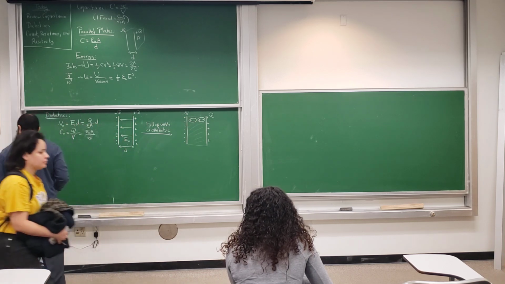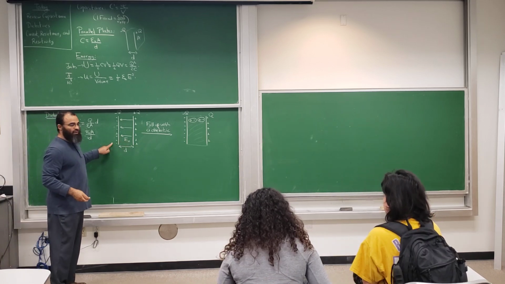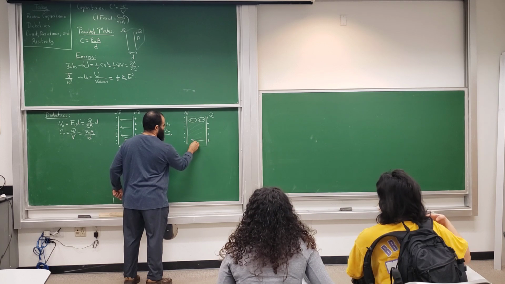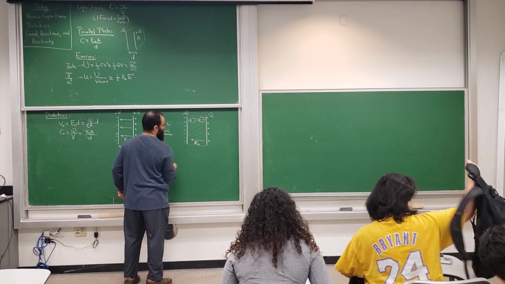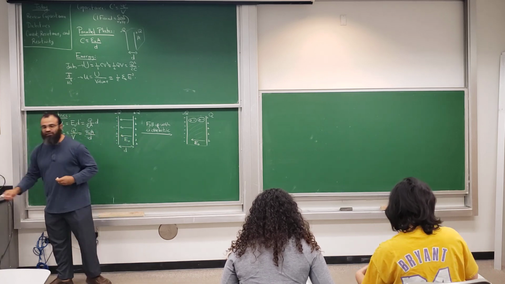So now, our electric field due to the two plates is this way. The electric field due to the two plates is this way. Let's call it E naught. Now let's look at these little charges here, little dipoles.